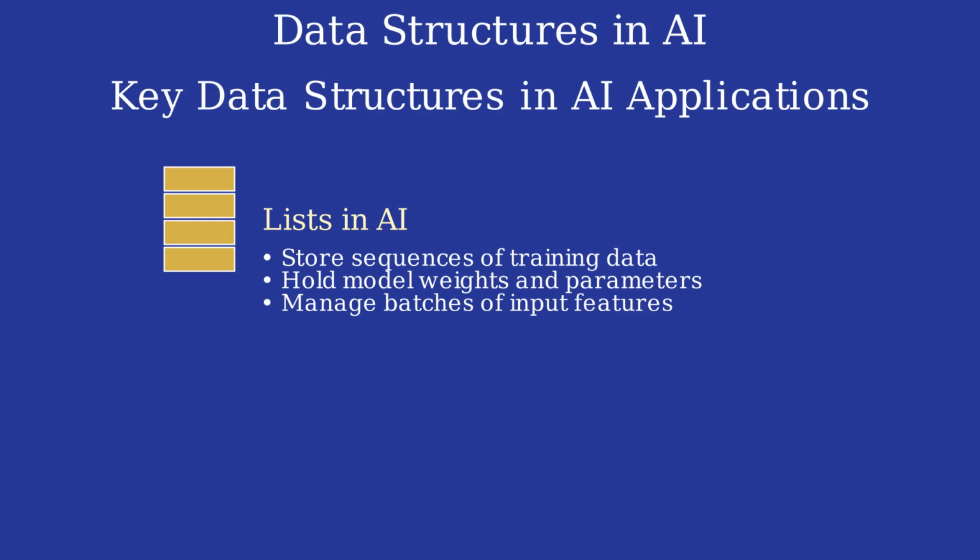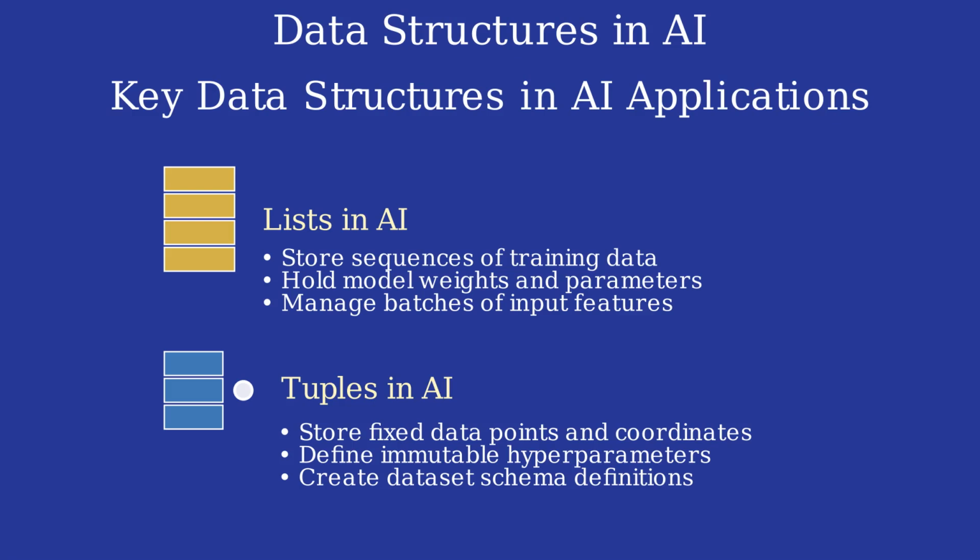Lists store sequences of training data, model weights, and input batches. Tuples hold fixed data points, immutable hyperparameters, and dataset schemas. Sets eliminate duplicates, aid in feature selection, and track unique categories. Dictionaries map features to values, store named hyperparameters, and create efficient lookup tables.